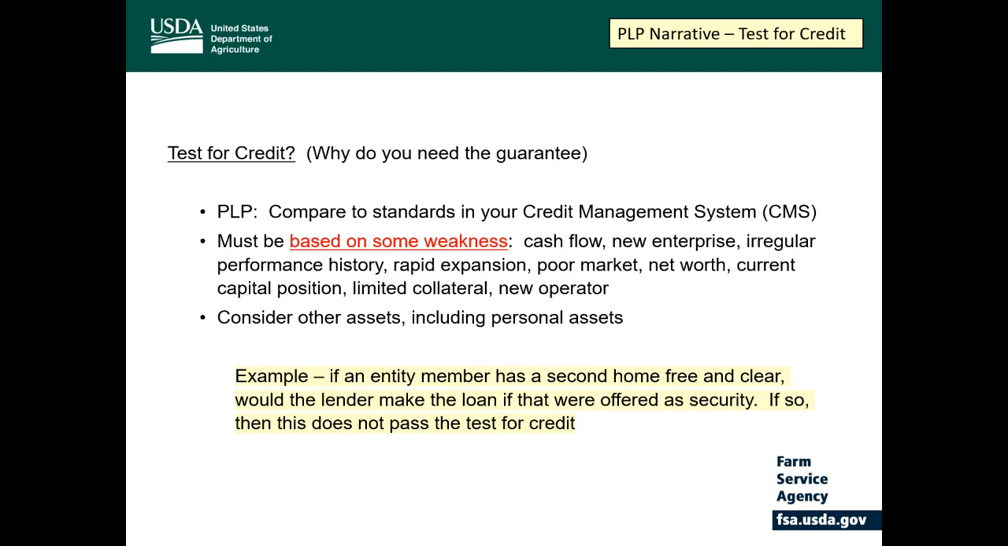Down at the bottom of the screen there, just something to consider. If an entity member has a second home free and clear or some other asset free and clear, would taking that as security remove the need for the guarantee? And if so, you need to consider that when you're describing this.